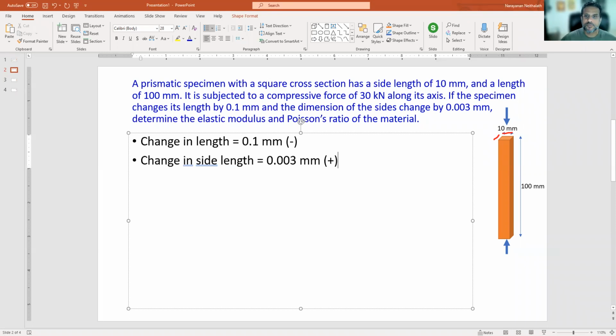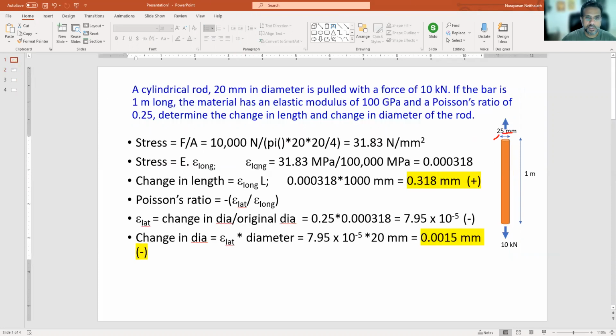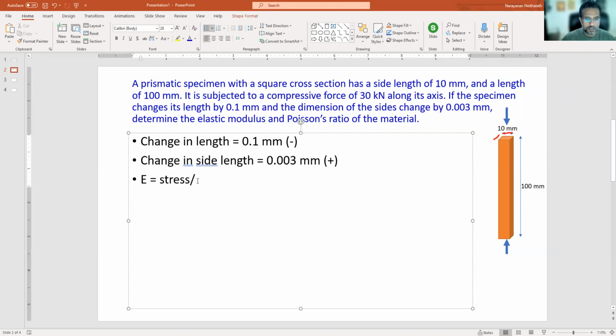Okay, now what do I need to find out? I need to find out the elastic modulus and Poisson's ratio of this material. So elastic modulus is nothing but the ratio of stress over longitudinal strain, correct? So can you find the stress and can you find the longitudinal strain? Because elastic modulus is, I'm going to carry over from my previous symbol, stress over longitudinal strain. Stress is nothing but force over area.